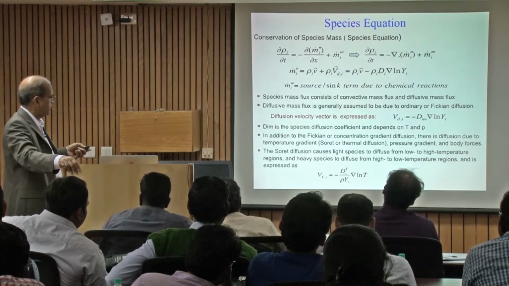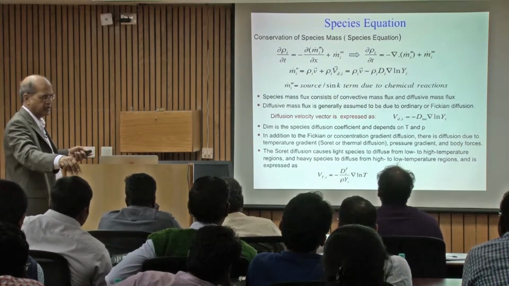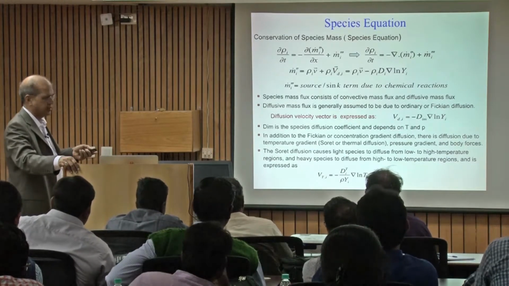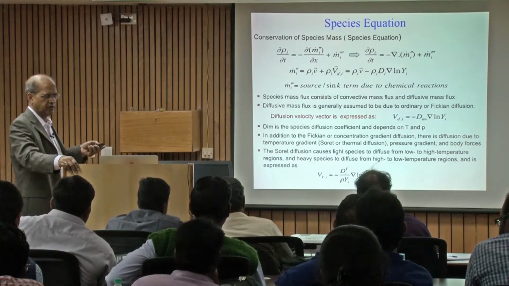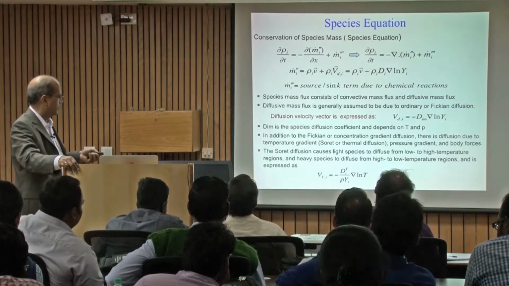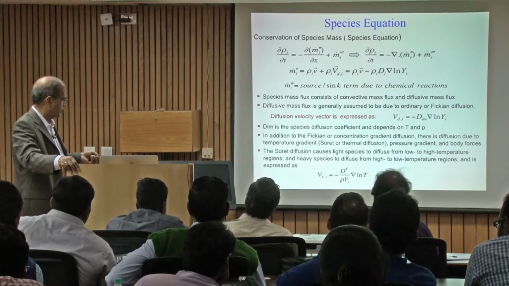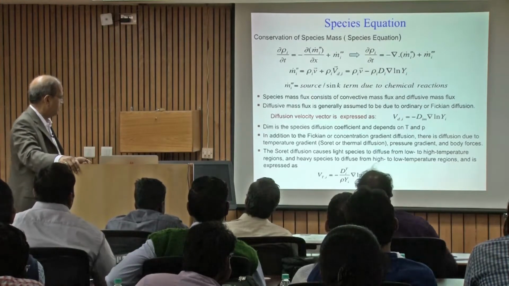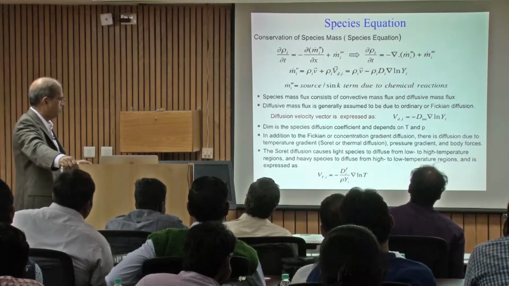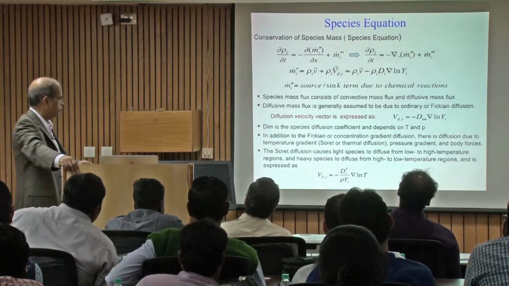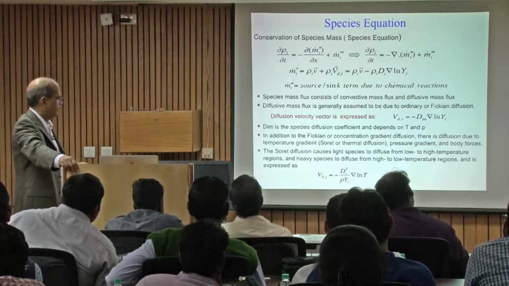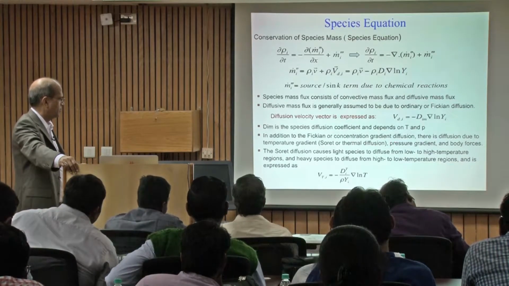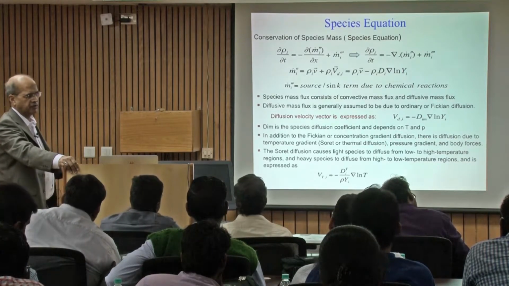Now, when there is a species gradient in y, that diffusion is called Fickian diffusion, based on Fick's law. But then there are other diffusion processes. In addition to the Fickian diffusion, which is due to the concentration gradient, there is diffusion due to temperature gradient. When there is a temperature gradient, a pressure gradient, or body forces, there are other sources of mass diffusion.